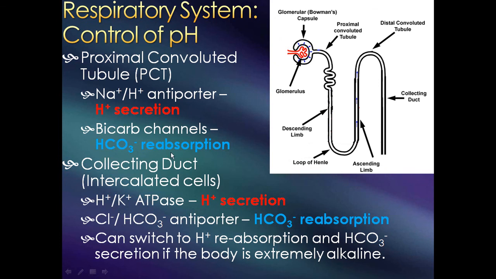The collecting ducts also have the ability to do this, again secreting hydrogen ions and reabsorbing bicarbonate, but your collecting ducts can also switch to reabsorbing hydrogen ions and excreting bicarbonate if your pH is extremely alkaline. Now, that is a very extreme circumstance. Typically, what your body will do is either increase or decrease the activities of these two things. So let's take a look at what your kidneys will do under the two different situations.